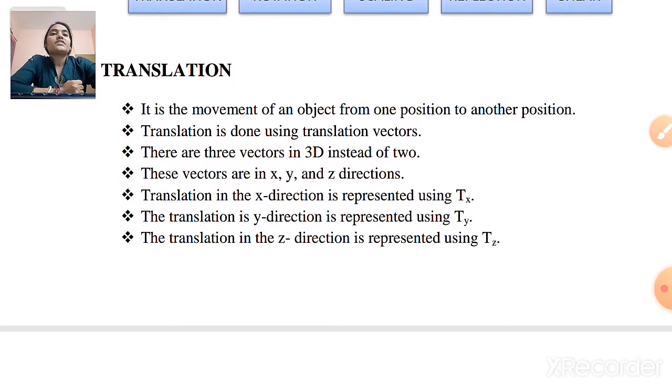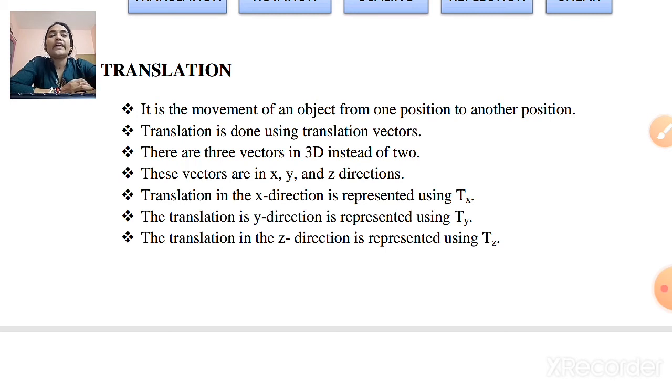Translation is the first method. It is the movement of an object from one position to another position, that means from one location to another location. Translation is done using a translation vector. There are 3 vectors in 3D instead of 2. In 2D there are 2 vectors, only the x direction and y direction, but in 3D there are 3 vectors: the x, y and z directions.